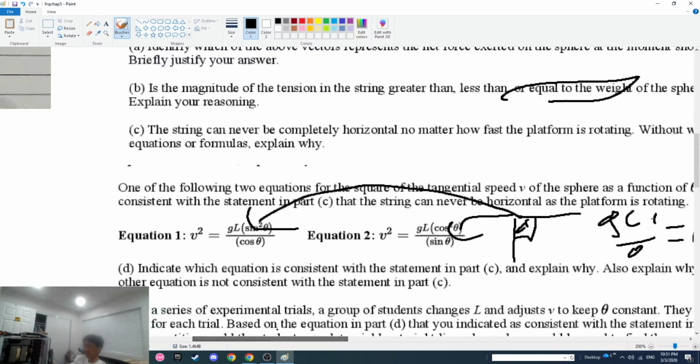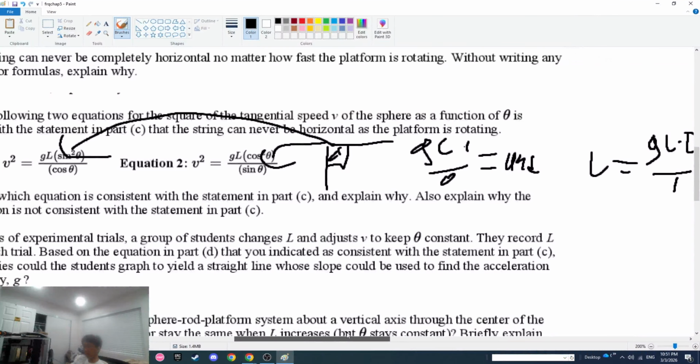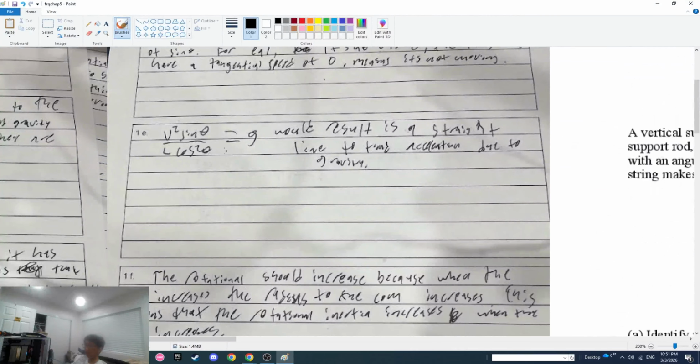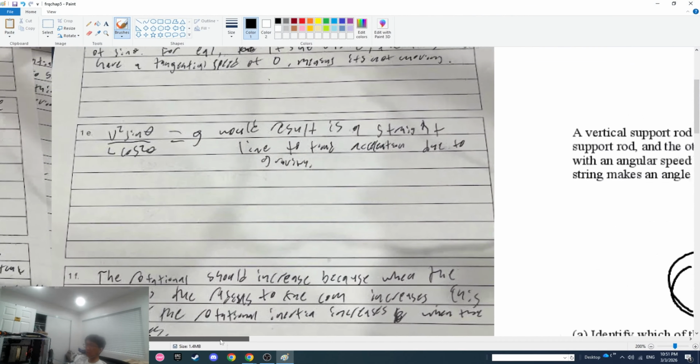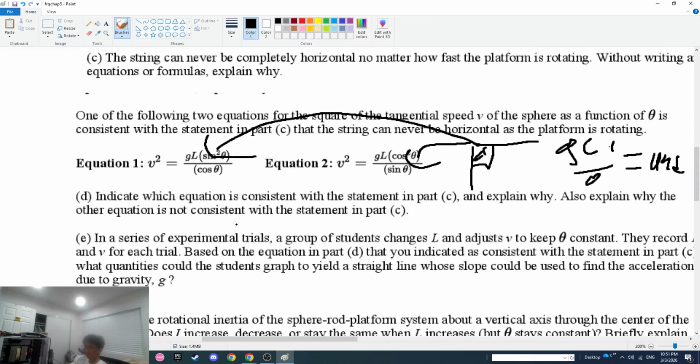So in part E, we're asked to find the graph. And I got this wrong. I said that we could graph E squared over L, and that would give us the right graph for G.